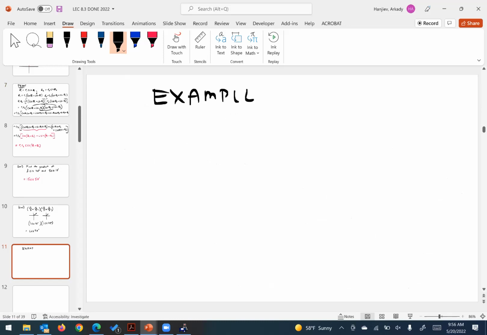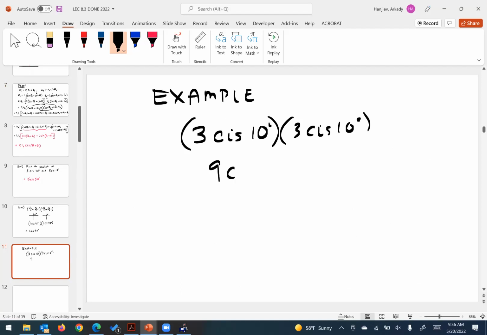For example, I'm going to multiply 3, just randomly pulling this out of my brain. You guys talk to me here. What happens when I do this? Should be really super easy. The answer is 9 cis 20. 9 cis 20 multiplied by 3 cis 10 again. You're at 27 cis 30.